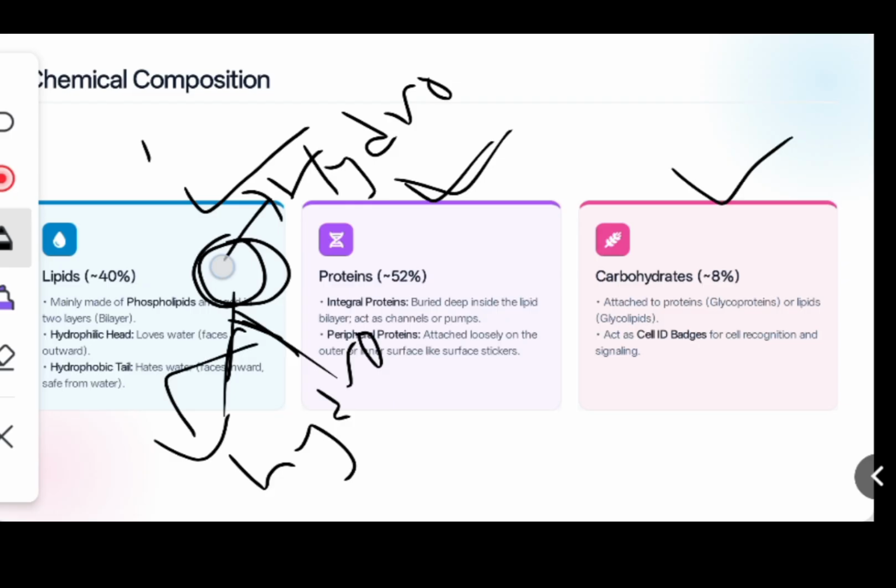Hydrophilic means a molecule which loves the water. The molecules which hate the water are known as hydrophobic, and it is also known as amphipathic in nature. Why am I saying it's amphipathic? Amphipathic means any molecule which contains two types of natures. Like in this phospholipid we can see two types of natures, hydrophobic and hydrophilic. That's why this lipid is known as amphipathic in nature.